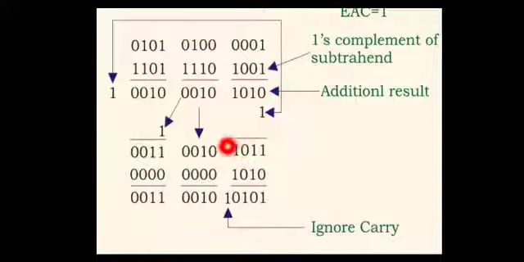Okay, next 0 plus 0 is going to 0, and 1 plus 0 is 1, and 0 plus 0 is going to 0, and 0 is going to 0, and next 1 plus 0 is going to 1, and 1 plus 0 is going to 1, 0 0 goes to 0. Okay, this is the way we are calculating by using the ones complement subtrahend.